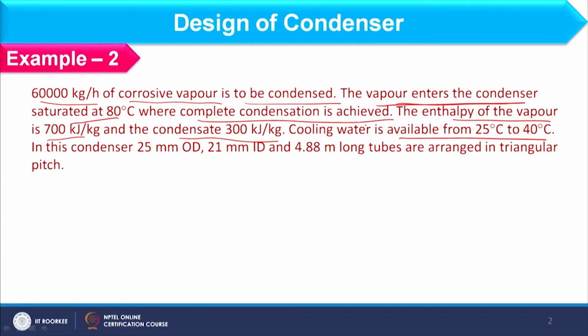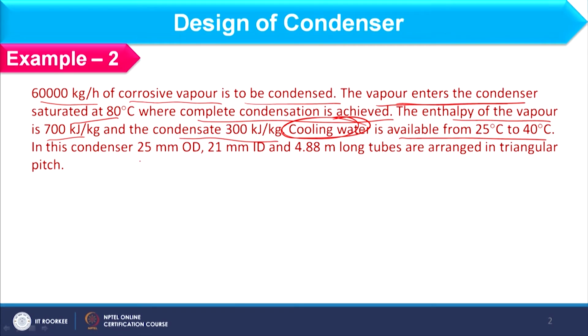Here you can consider that the vapor entering the condenser is at saturated condition, therefore the quality of the vapor should be 1. However, complete condensation is obtained, so at exit condition the vapor quality should be 0, right. The enthalpy of the vapor is 700 and that of the condensate is 300 kilojoule per kg. Cooling water is available from 25 to 40 degrees Celsius, used as the coolant.